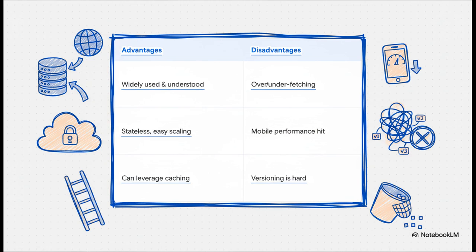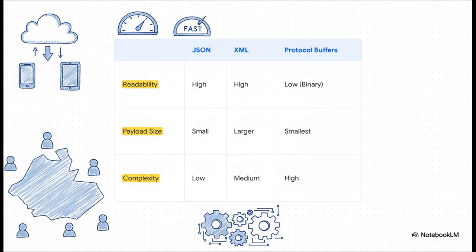Why? Simple. It's the industry standard. Everybody knows it. And the best part is that it's stateless. That's a fancy way of saying each request is a fresh start, which makes scaling up our servers way, way easier. Sure, it's not perfect. Sometimes you get a little more data than you need. But when you're building something this huge, you start with what's battle-tested and reliable. It's the smart play.